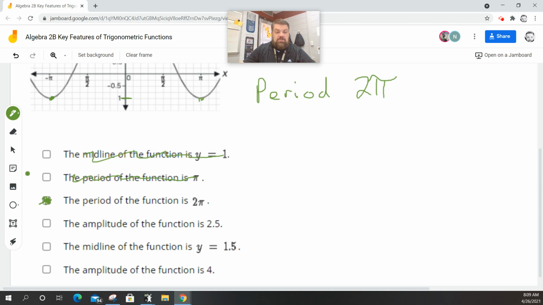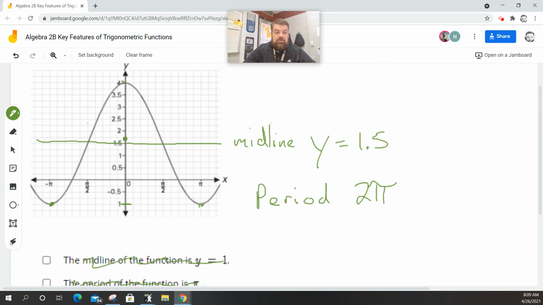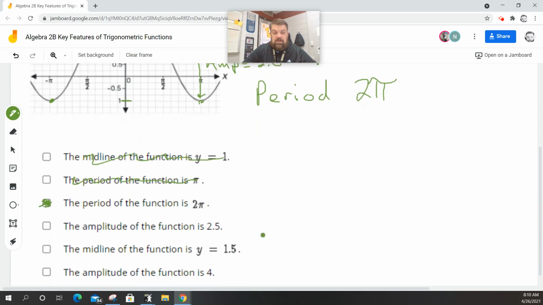The amplitude is 2.5. Yeah, that's true, because from here to here, it is the amplitude, 2.5. And from here to here, the amplitude. So the amplitude is the distance from the midline to the peak or to the valley. All right, so that's true.